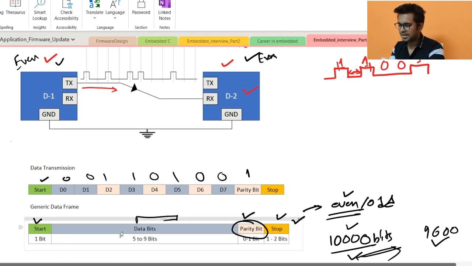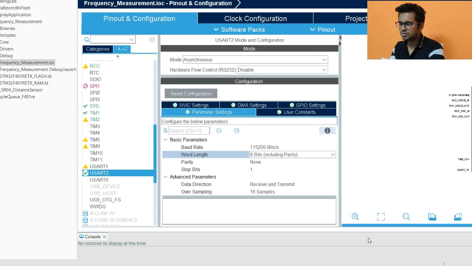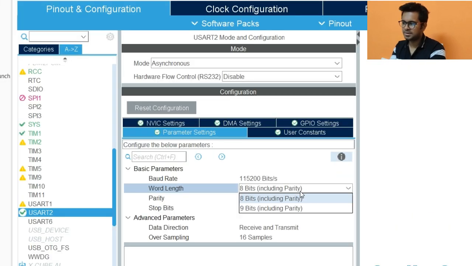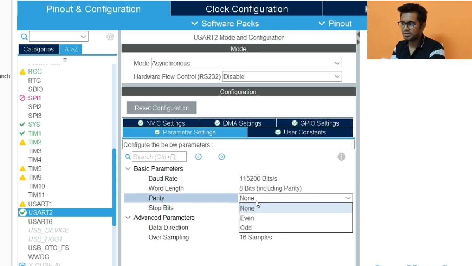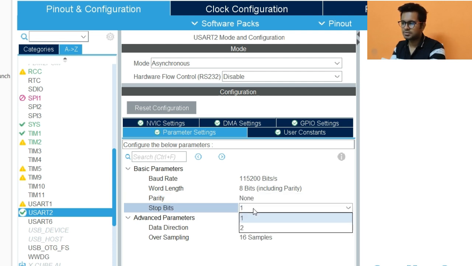This one, data bits: what will be the total size of the data you can send? Here you configure whether it's 8 bit. If it says including parity, then it should be 9 bit: 8 bits of data and 1 bit as the parity bit. Then what parity options are there? It can be none, even, or odd. If you don't want any parity, you just say none. Then stop bit can be 1 or 2. Next, 2 bits you can configure as stop bits so the data knows that it is stopping.